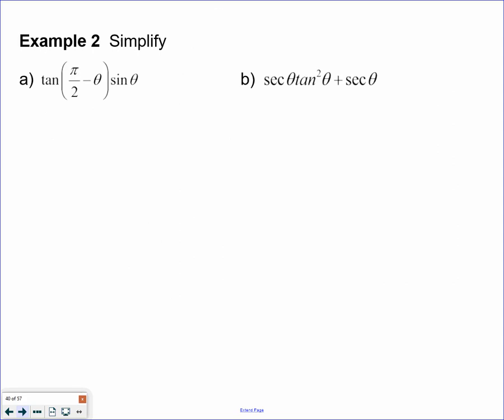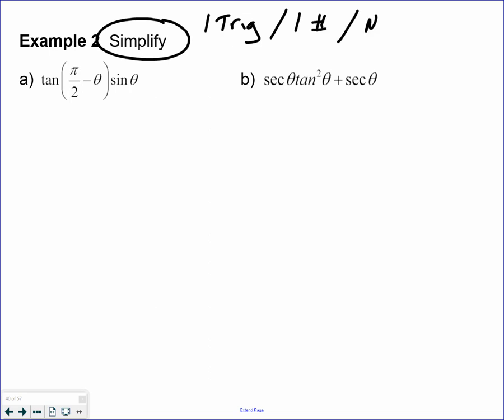All right, simplify. And this is what our test is going to be. Anytime I give you the word simplify, how do I know when I am done? I am done when I have one trig function, one number, or a number times a trig function. So how do I know I'm done? I'm down to one trig function, or I'm down to just a number, or I'm down to a number times a trig function.